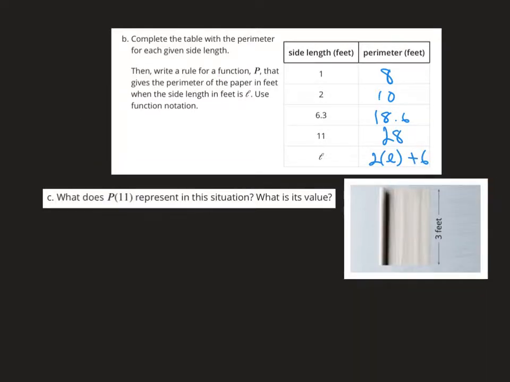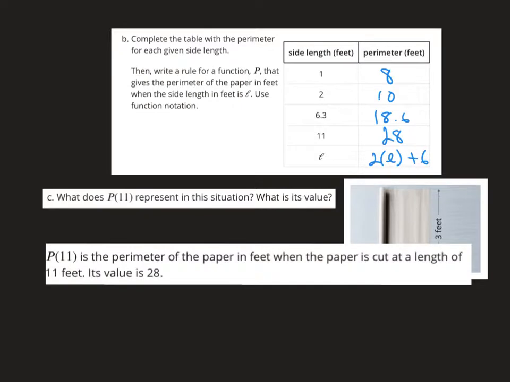And we have a familiar question. What does P of 11 represent? Remember, that's an output. They're talking about that value of 28. So, and again, what is its value? P of 11 represents the perimeter of the paper with a width of 3 feet and a length of 11 feet to have a perimeter of 28. Again, P of 11 is the perimeter of the paper in feet. When the paper is cut at a length of 11 feet, its value is 28 feet, technically.